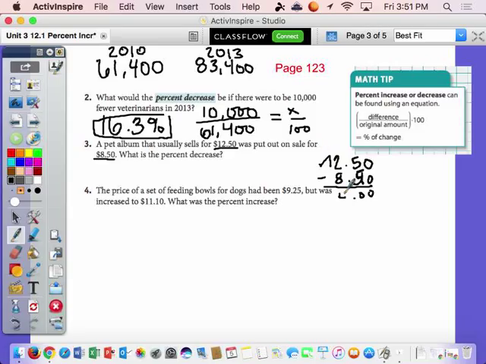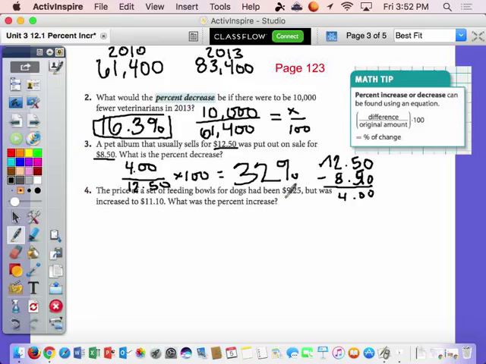When you do that, 12 minus 8 is 4. We'll just do it that way. So then we have $4 in a difference over, what was the original amount? $12.50 or $8.50? Which one's the original amount of the CD or the album? $12.50. And then we're just going to times that by 100. So what is $4 divided by $12.50 times 100? 32%. Our percent decrease is 32%.